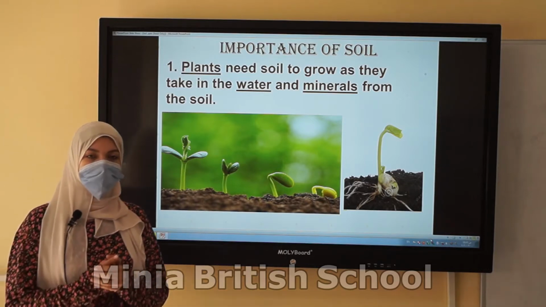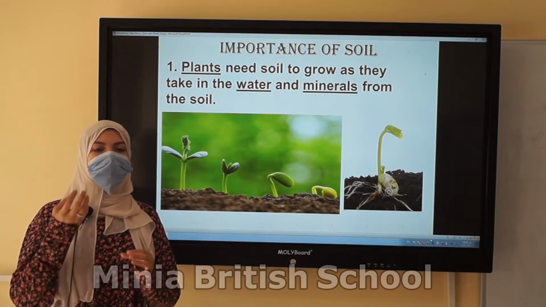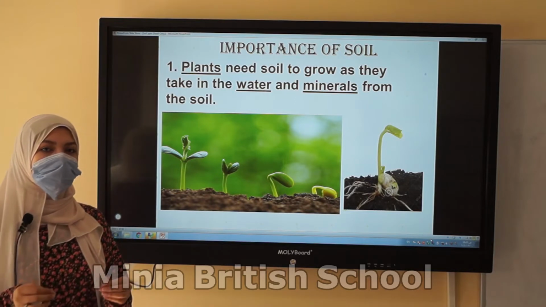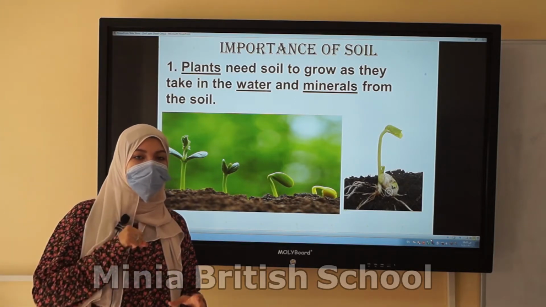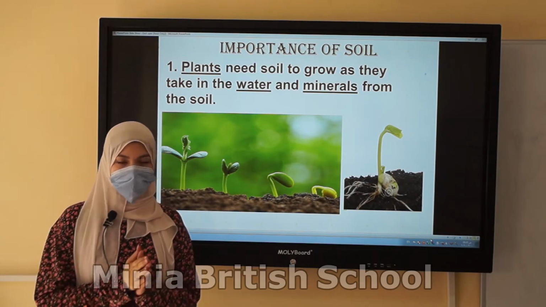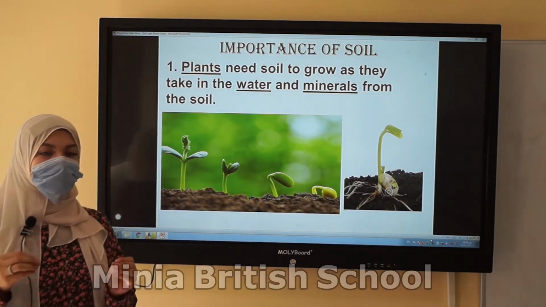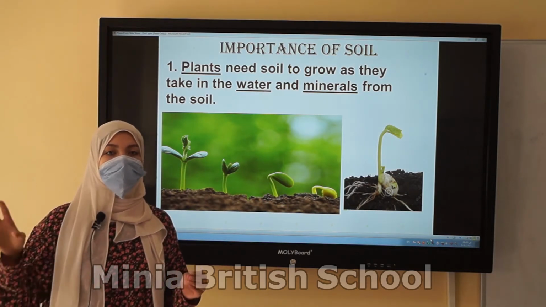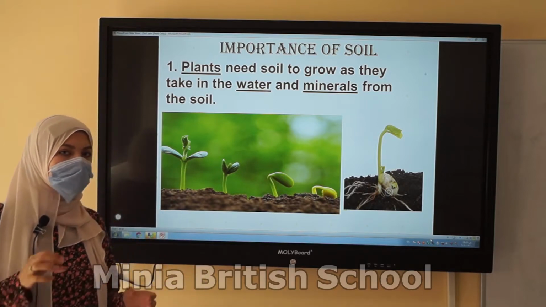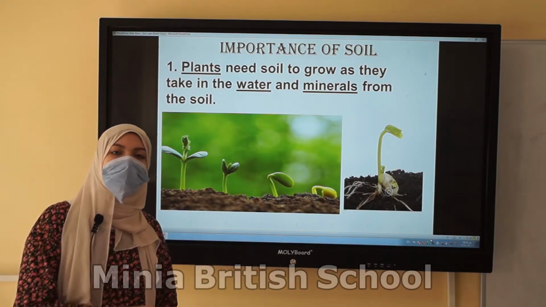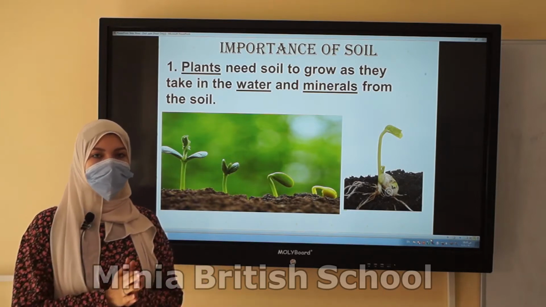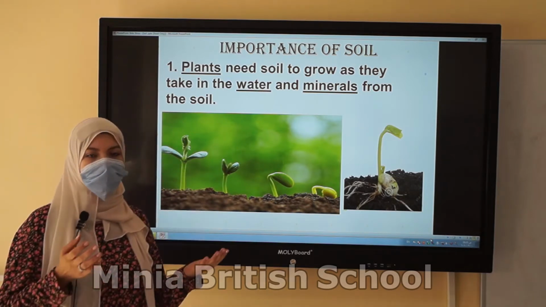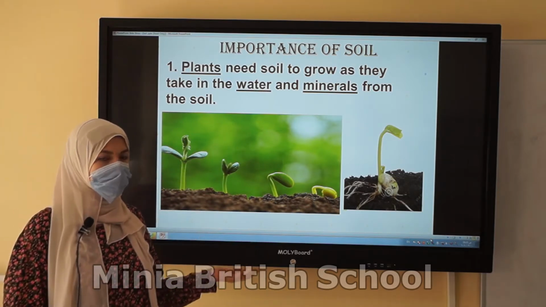We know from grade 4 that roots are a part of plants, okay? And we know that they are very important to absorb water and mineral salts from the soil, okay? So plants make their own food by the photosynthesis process, and in it the roots absorb water and mineral salts from what? From the soil. So plants need soil to grow, okay? So the soil is very important to the plants.